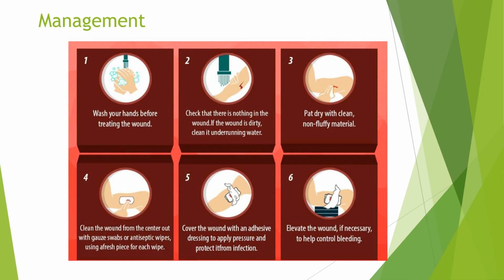For wound management, first wash your hands. Check the wound for foreign matter. If dirty, clean it under running water. Pat dry with a clean, non-fluffy material. Clean the wound using gauze or antiseptic wipes, moving from the center out. Cover the wound with a dressing and elevate it to control bleeding, if needed.